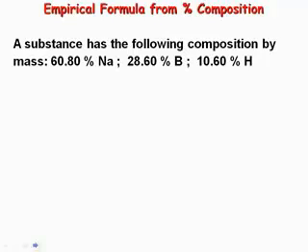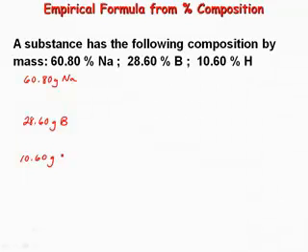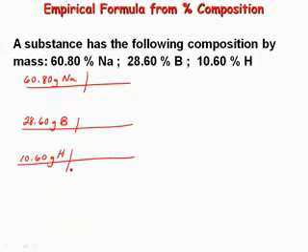Okay. Now, here's an empirical formula if we have a percent composition. So say here I have 60.8% sodium, 28.6% boron, and 10.6% hydrogen. Okay, if it gives us percent composition, essentially what we're going to do is we're going to assume that we have 100 grams of this substance. And so if I have 100 grams of the substance, I'm going to have 60.8 grams of sodium, 28.6 grams of boron, and 10.6 grams of hydrogen. Process is still the same. First step is convert to moles.